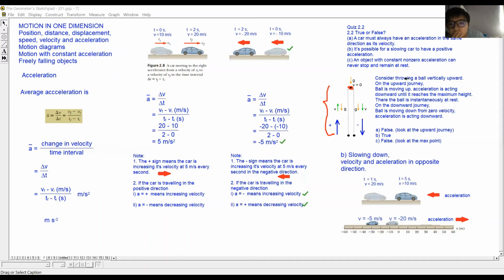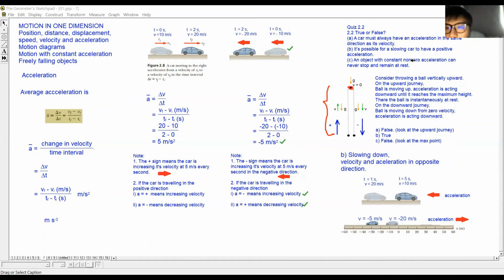I'm reading from here. The ball is moving up, the acceleration is acting down until it reaches the maximum height. There, the ball is instantaneously at rest. Instantaneously at rest is actually referring to this question C here.